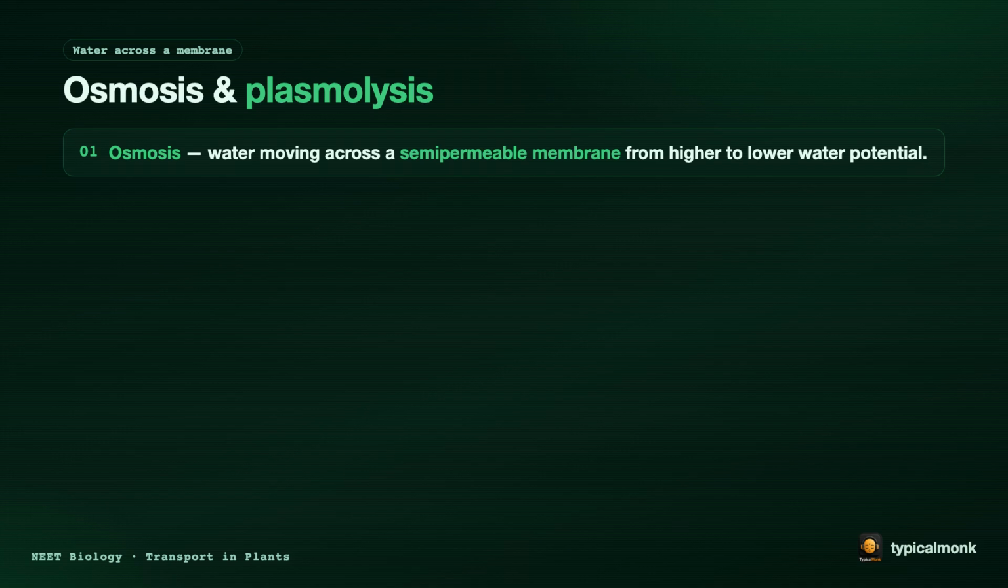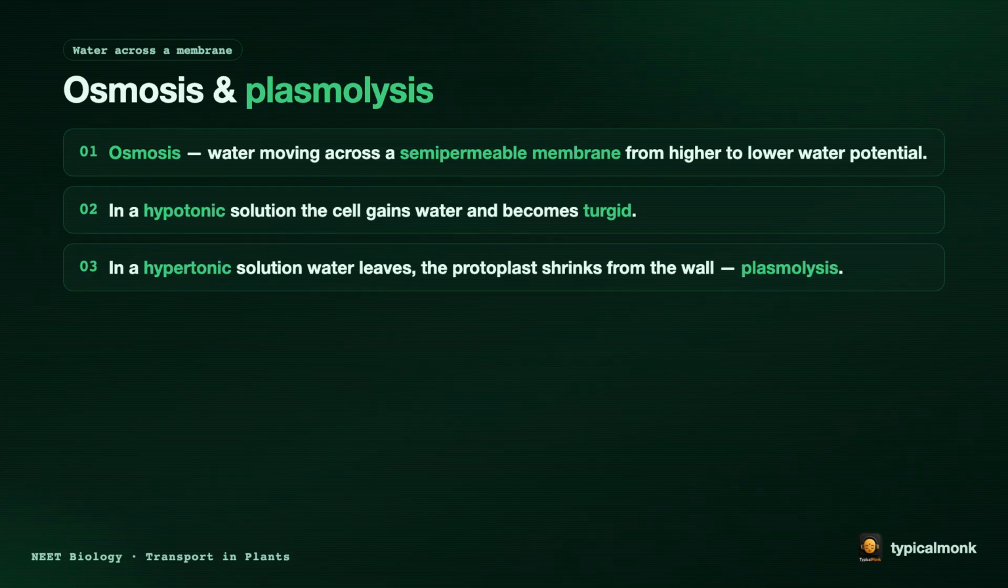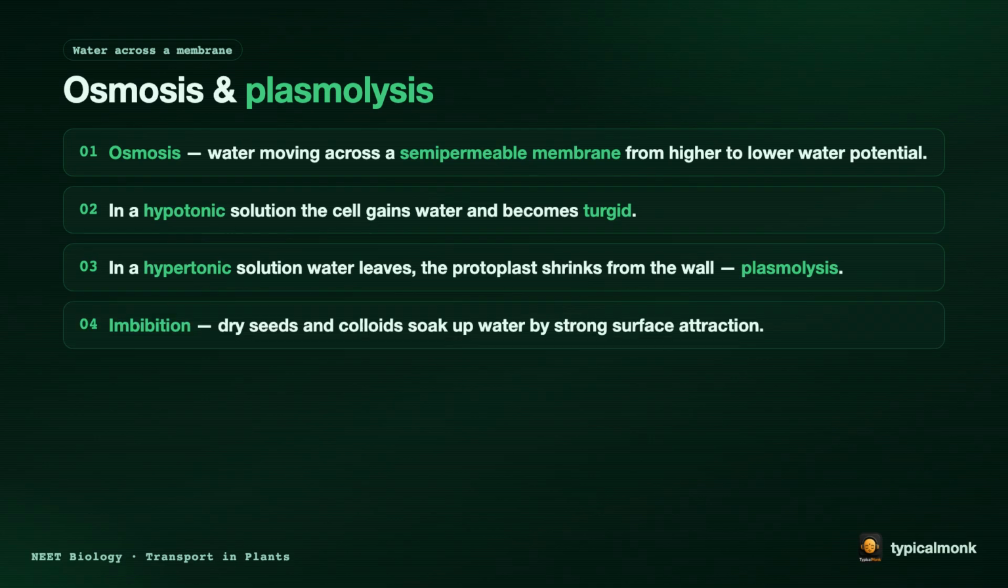Now, how water crosses a membrane. Osmosis. Water moving across a semi-permeable membrane from higher to lower water potential. In a hypotonic solution, the cell soaks up water and becomes turgid. In a hypertonic solution, water leaves, and the protoplast shrinks away from the wall. This is plasmolysis. Imbibition. Dry seeds and colloids soak up water by strong surface attraction.